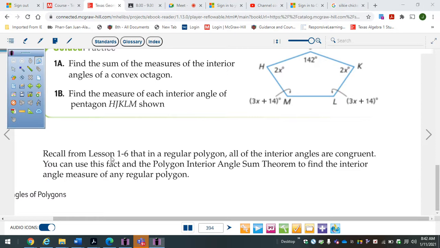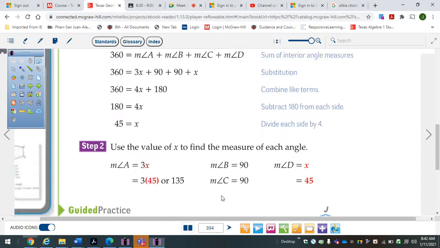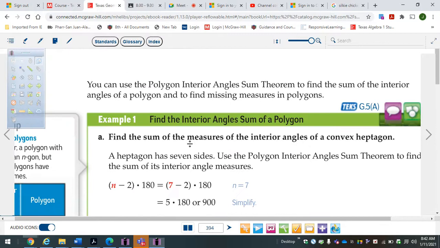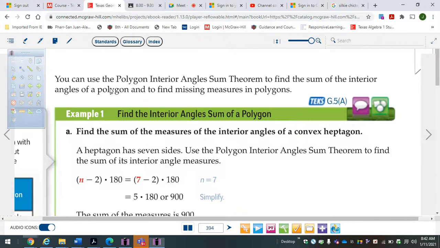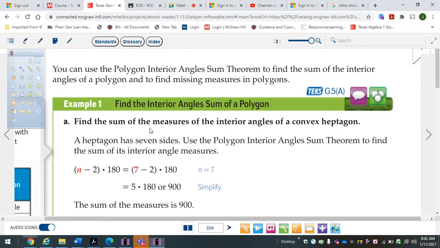Recall, guys, that at the beginning of the year we learned that a regular polygon was a polygon. You can use the polygon interior angle sum theorem to find the sum of the interior angles of a polygon and to find missing measures in a polygon. Find the sum of the measures of the interior angles of a convex heptagon.